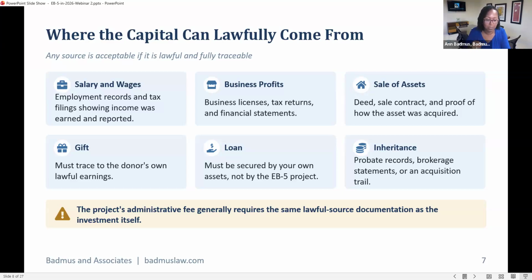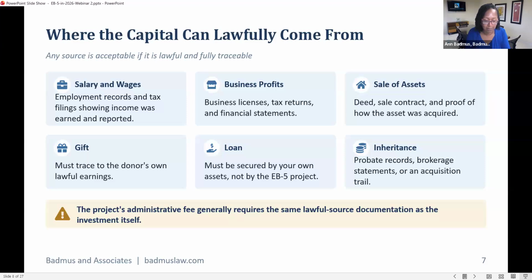One more thing I wanted to say about the gift part of it. A gift is a legitimate source, as I mentioned, but a signed gift letter by itself proves nothing. So again, you have to be sure that you have the earnings documented to the same standards. The last thing, of course, is inheritance. If you inherit funds that you're going to use to invest, you have to prove that. You have to have the information there: probate records, any statements that are available. So you want to make sure you provide that as well.